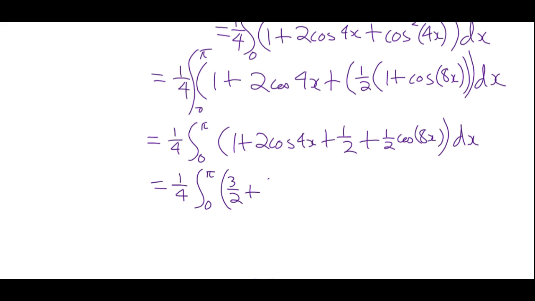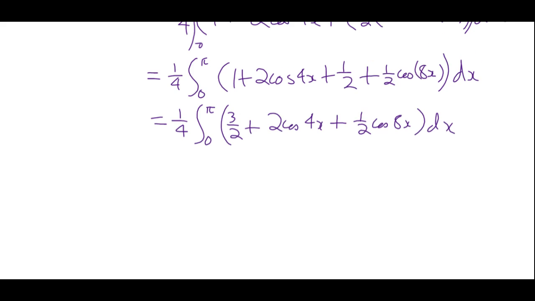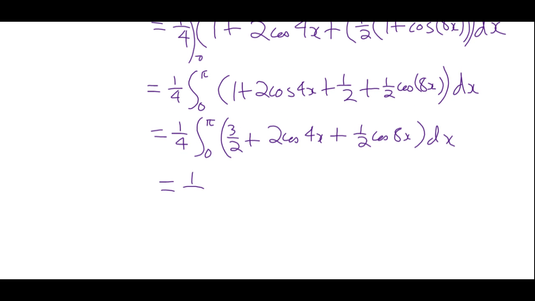Plus 2 cos 4x plus 1/2 cos 8x dx. Okay, now I think we're ready to find the integral. I just extend this back down a bit. So it's 1/4 times 3/2 integral... 2 cos 4x.